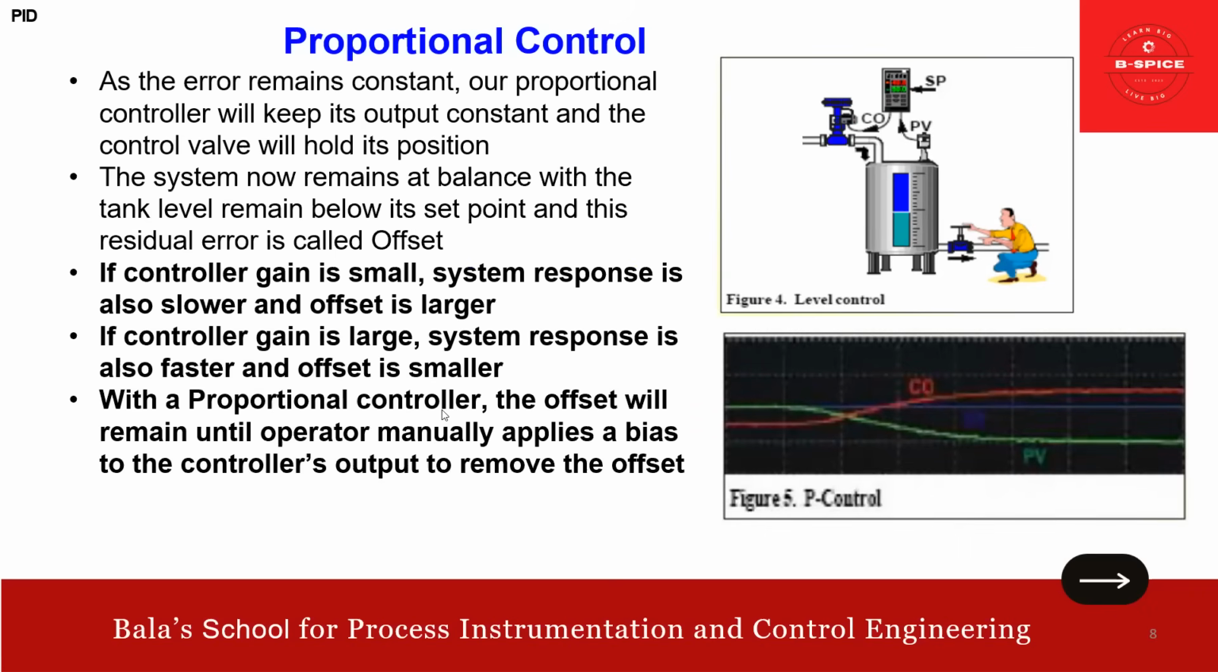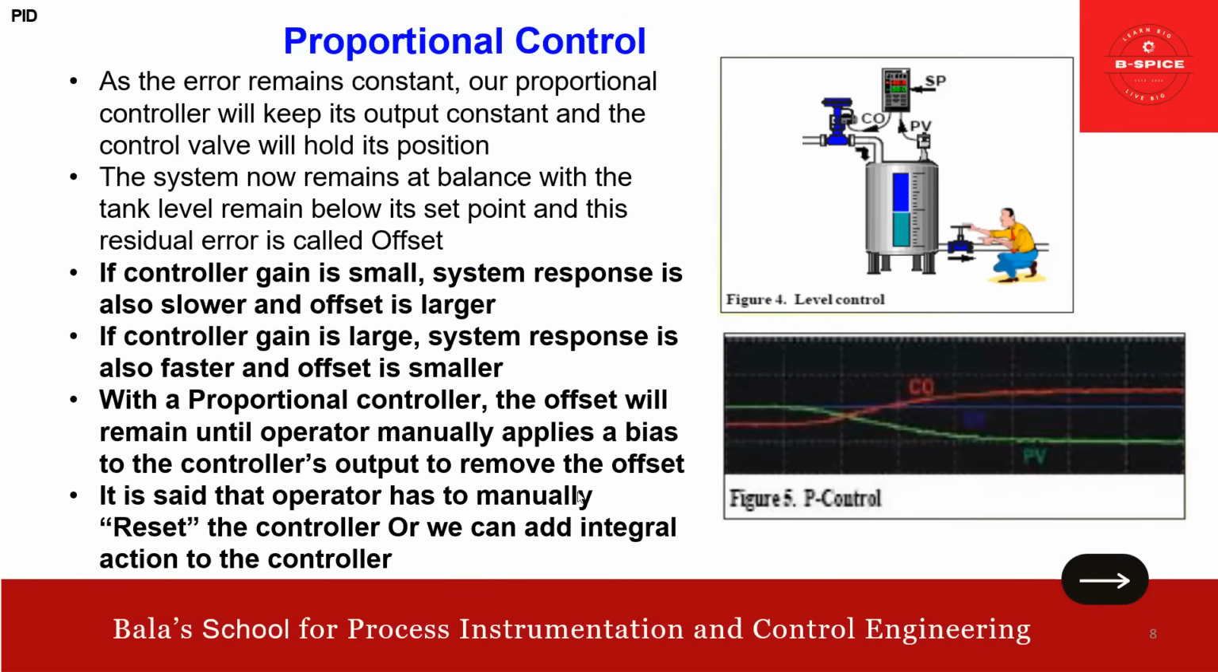Okay. So with a proportional controller, the offset will remain until the operator manually applies a bias to the controller's output. What for? To remove the offset. Okay. So it is said that the operator has to manually reset the controller, or we can add integral action to the controller. Okay, friends, I hope the proportional control is clear.